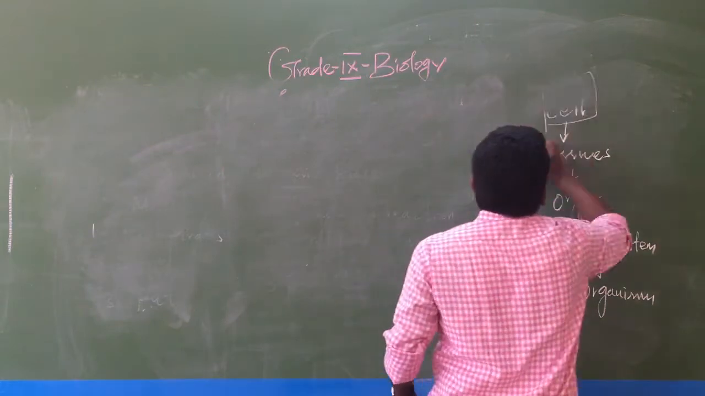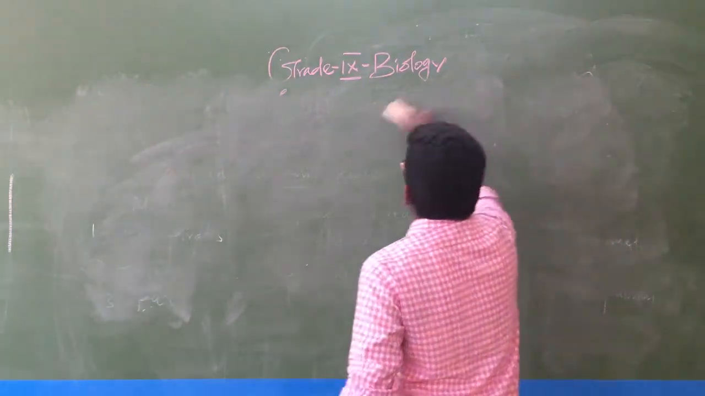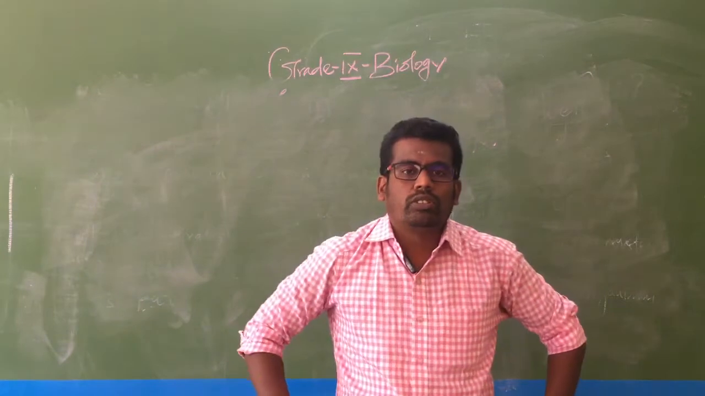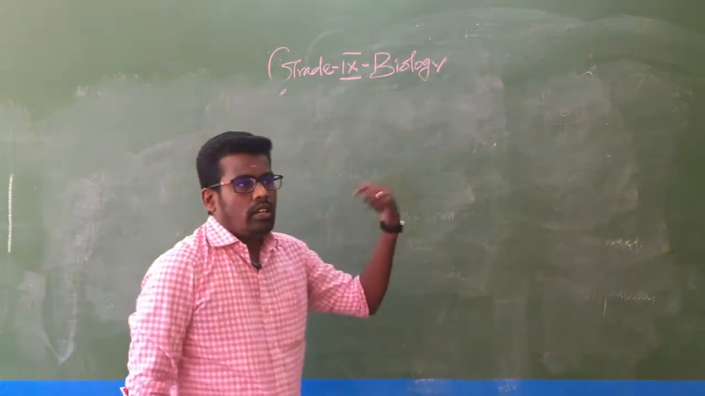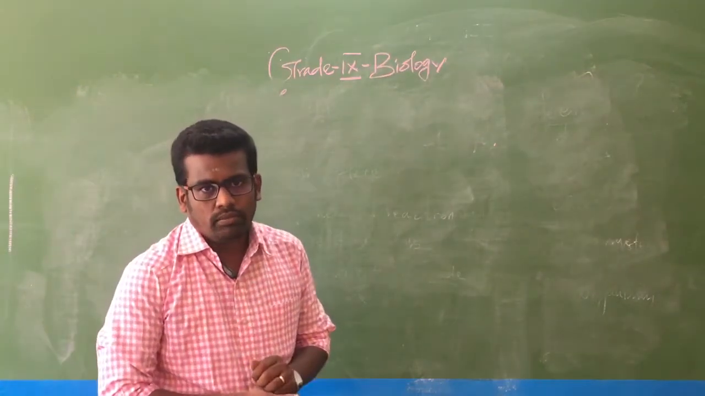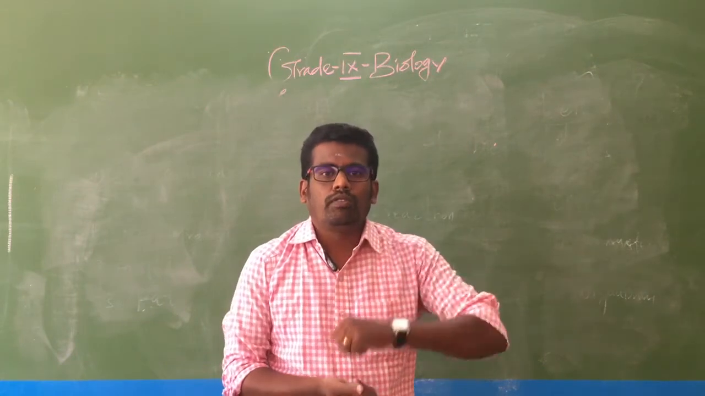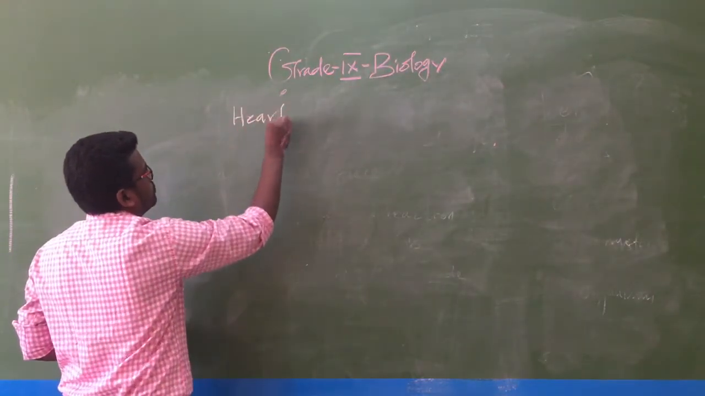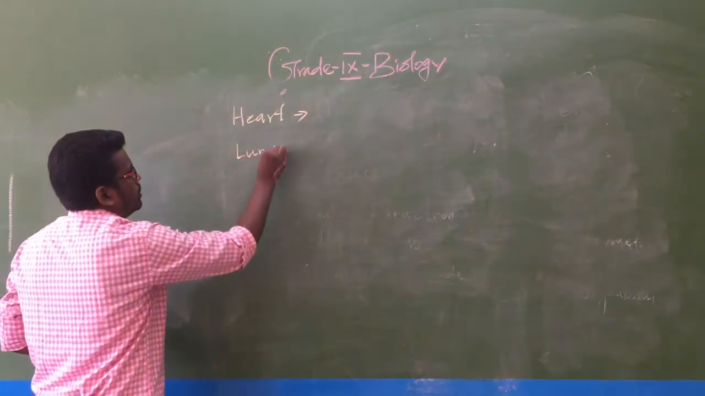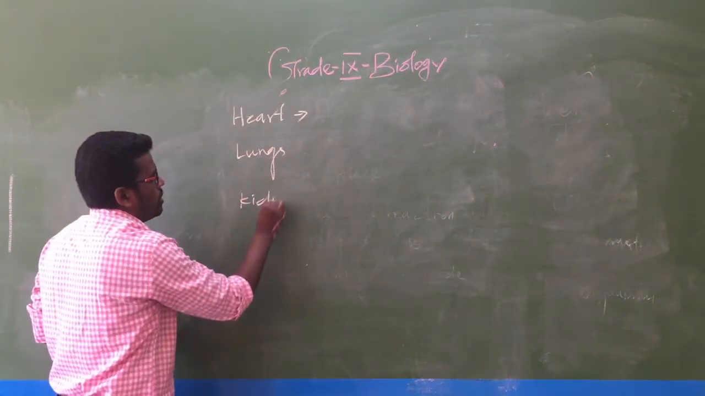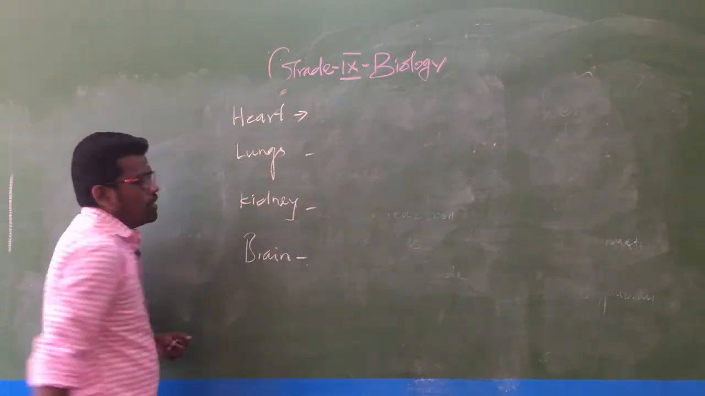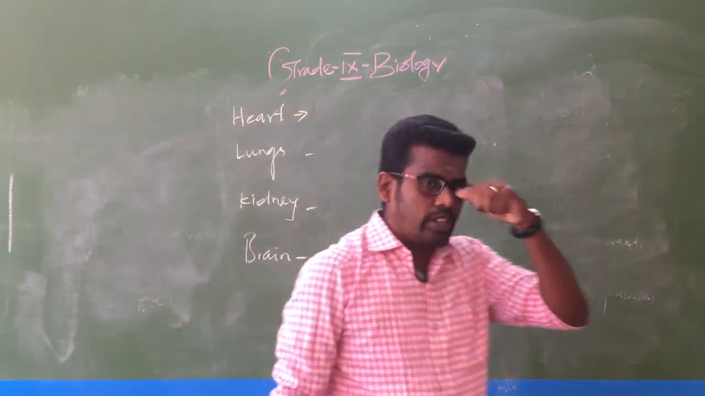Next we are going to see health and its failure. Now, we have discussed that the cell is the basic unit. The cells divide and form tissues, and the tissues form organs and organ systems. We have different types of organs. For example, the heart is an organ, the lung is an organ, the kidney is an organ, and the brain is an organ. These are the organs present in our human body.